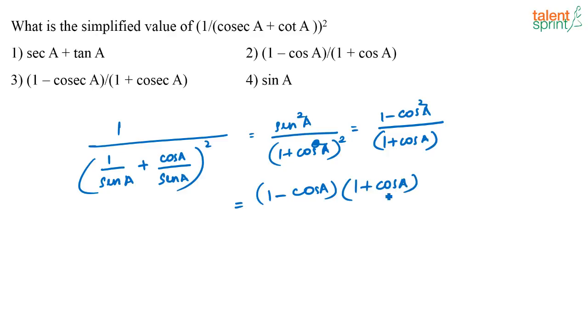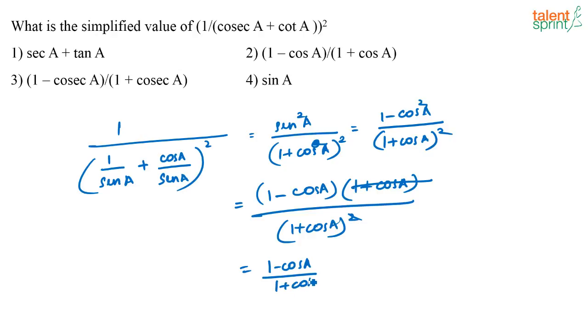Divided by 1 plus cos A the whole squared, and this and this will get cancelled. So you are left with 1 minus cos A by 1 plus cos A. See, in this question you just have to write this cosec and cot in terms of sine and cos and solve, and you will get the answer as option 2, that is 1 minus cos A by 1 plus cos A. Here sin squared A is equal to 1 minus cos squared A, which can be written as 1 minus cos A into 1 plus cos A, that is a squared minus b squared is equal to a plus b into a minus b, and this cancels out. Next one.